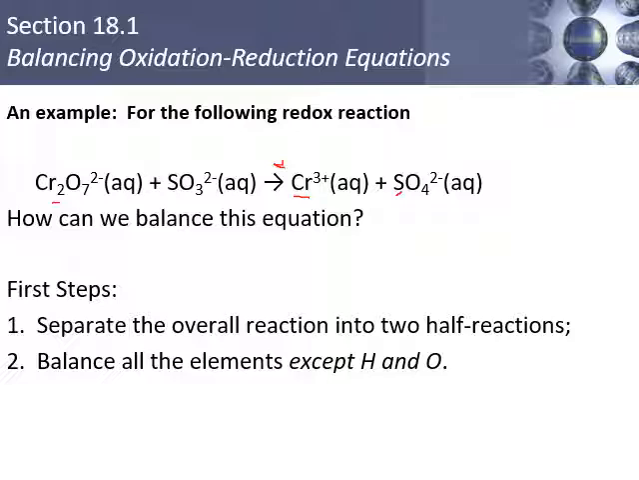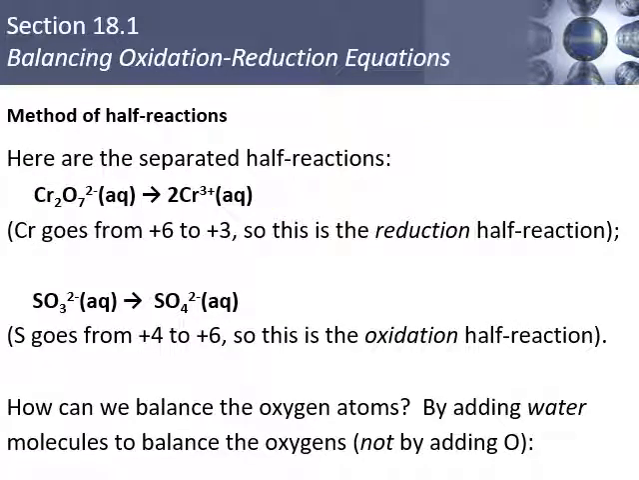So let's just go ahead and go to the next slide. So here we've separated these out. The reduction one is on the top and the oxidation one is on the bottom. And now we want to balance this for everything except for O and H. So the only thing that we can really do anything with is this Cr2. We have to write a Cr3 times 2 here. So we have to add that 2, and now it's balanced. The S's down here are already balanced, so we don't have to do anything to those.